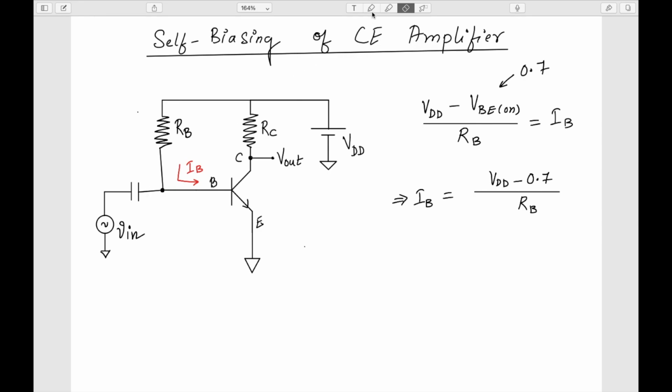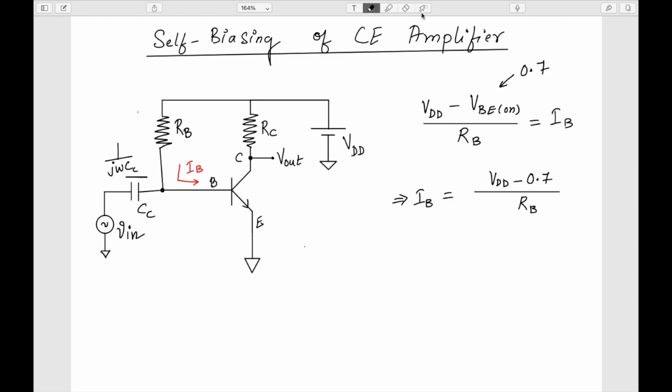But then the question is, what value of capacitor should I select? You know that the impedance of the capacitor is given by 1 by j omega C. CC is the coupling capacitor. Basically it is coupling the AC. So I need to make sure that this impedance is very small, close to 0. For the particular frequency that I'm going to amplify, I need to select CC such that it is almost a short at the desired frequency.